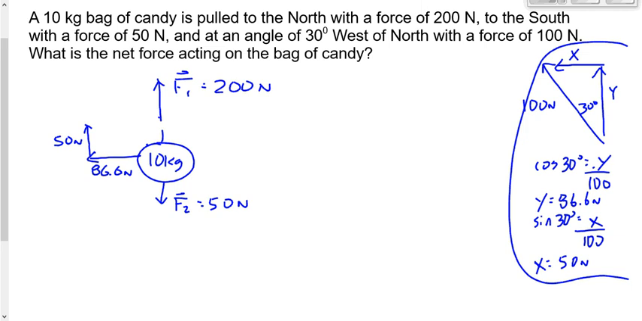I didn't make that mistake on purpose. You see how easy it is to do that, right? Okay, that was a legitimate mistake. I hope that if I was doing this on a test I would check over my work and catch that. But it's easy to make that mistake. So we're not going to replace that with an 86 and a 50. We're going to replace it with a 50 and an 86. 50 to the left and 86.6 up.